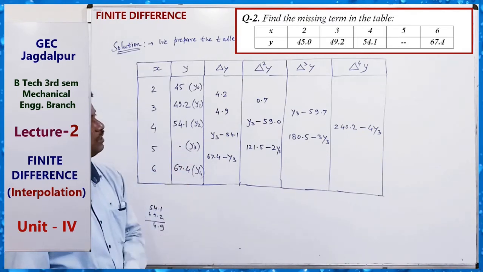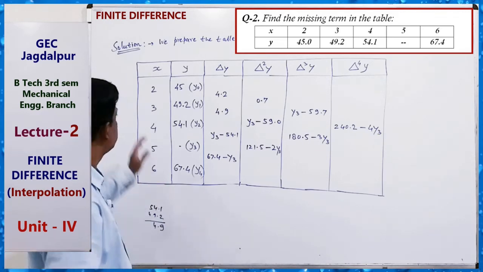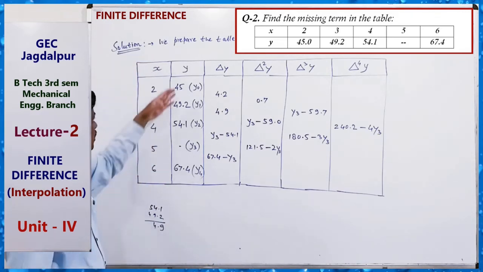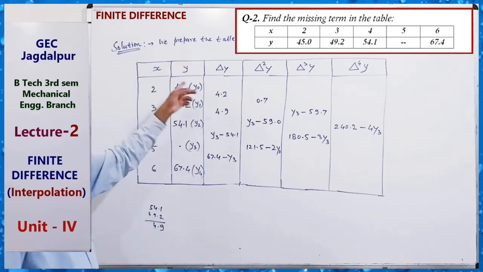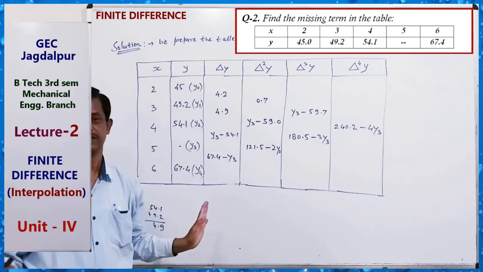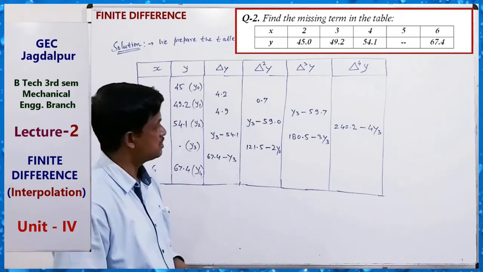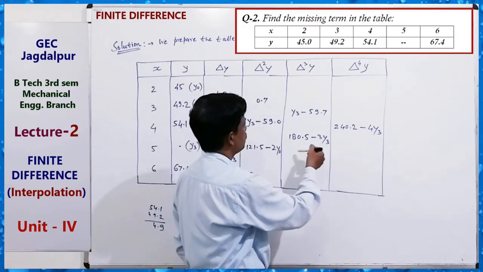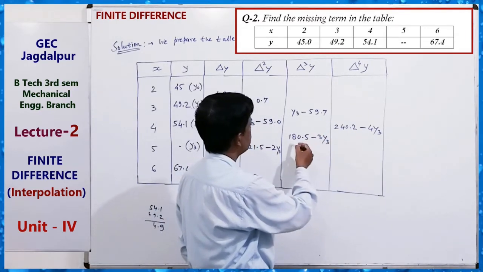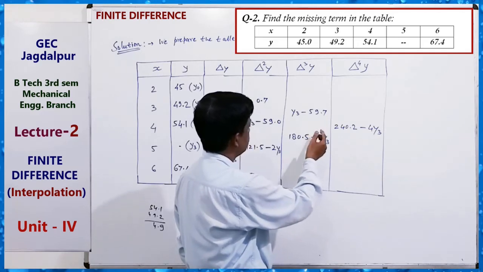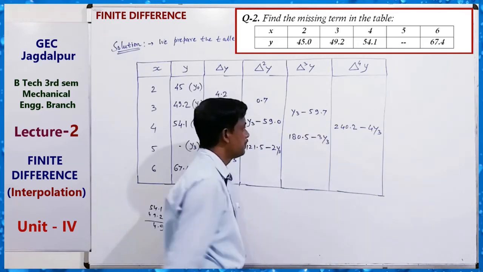We just have to find y3. Here we are given a table. The values of x are 2, 3, 4, 5, 6, and these are called entries y. Four values are given.